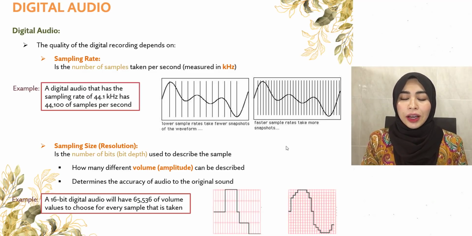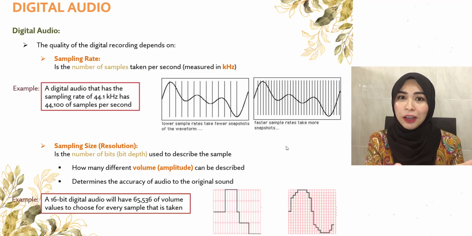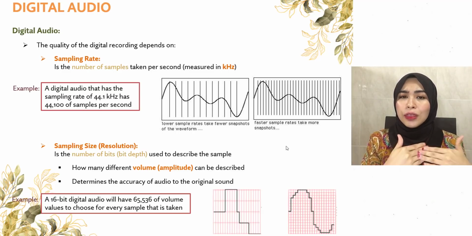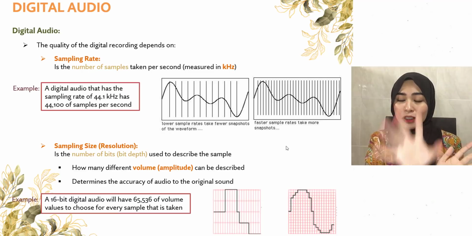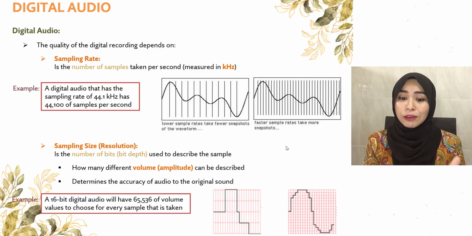So another thing that affects the quality would be the sampling size. The sampling size refers to the number of bits, or the bit depth, used to describe the sample. Now, this is also similar to, I don't know if you remember, the bitmap. Like I said, in a bitmap image, we have pixels, right? Inside each pixel, the bit depth determines the number of colors that can be displayed on the screen. The higher the bit depth, the more colors that we can display on the screen. This is similar to the sound as well.